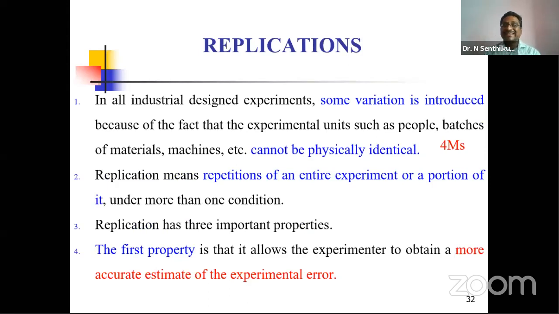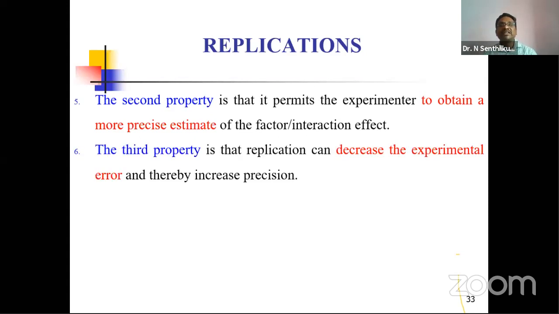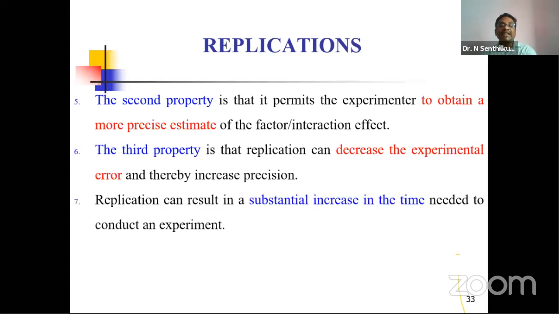So the replication has three important properties. The first one is to have a more accurate estimate: what is the exact amount of error that is available in the study? The second one is to determine the exact effect of the individual parameter, that is the main effects or the interaction effect. The first is the accurate estimate of the error, and the second is the accurate estimate of the effects. And the third one is that we are going to decrease the experimental error, so that the precision and accuracy can be improved.